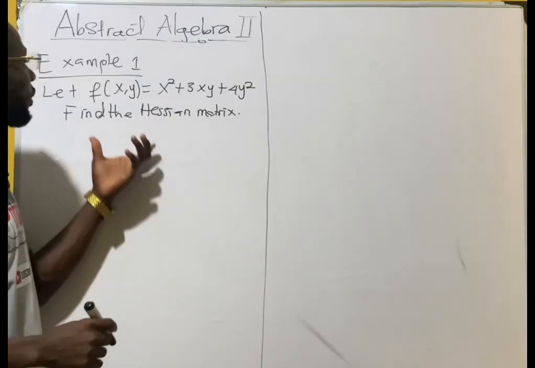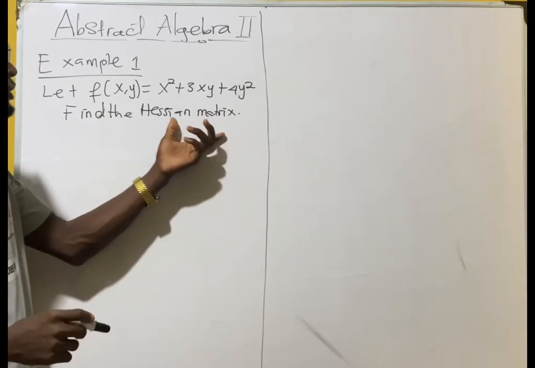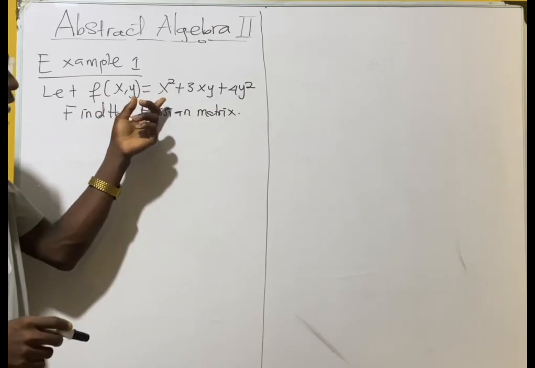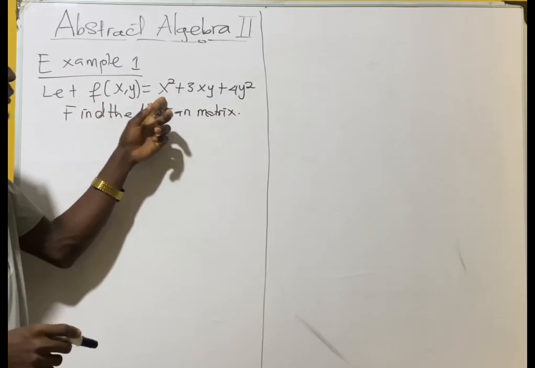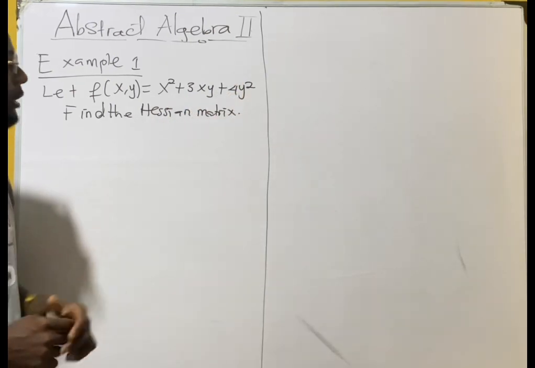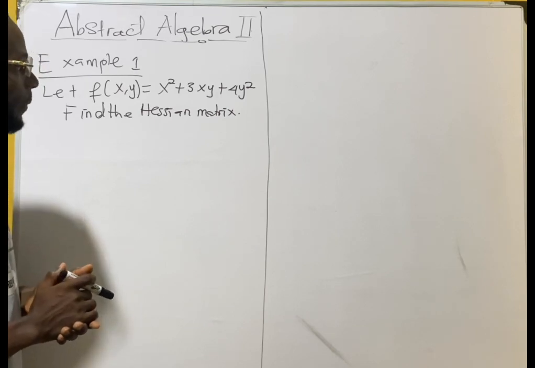Okay, so example one: you want to find a Hessian matrix from this particular function. This is a function of two variables, right? So f of x and y equals x squared plus 3xy plus 4y squared. How do we determine the Hessian matrix out of this?